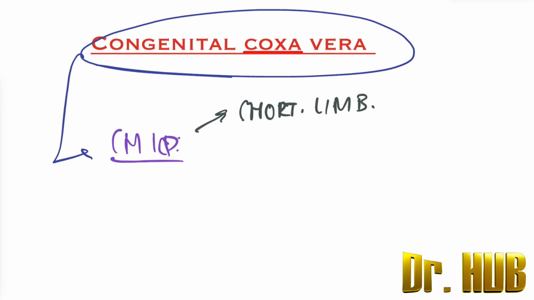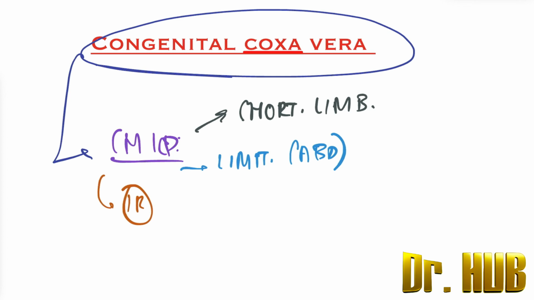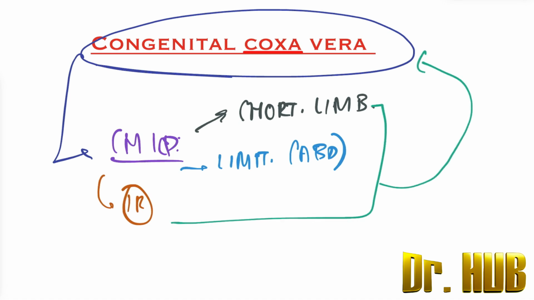There is limitation of the abduction. Then there is also the IR, that is the internal rotation. All this is indicative of congenital coxa vera.